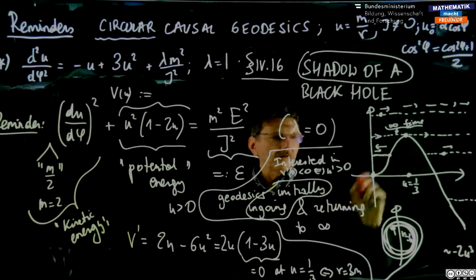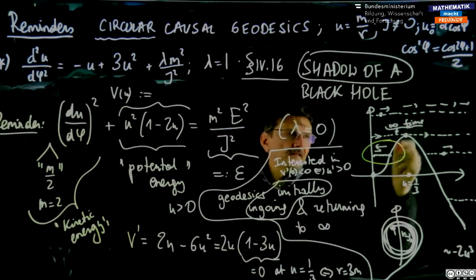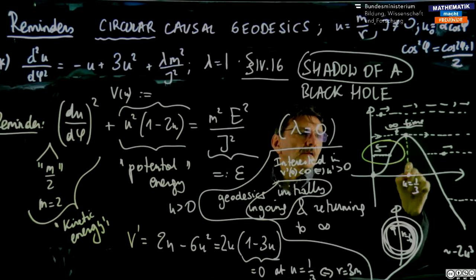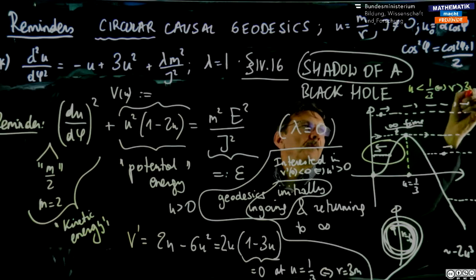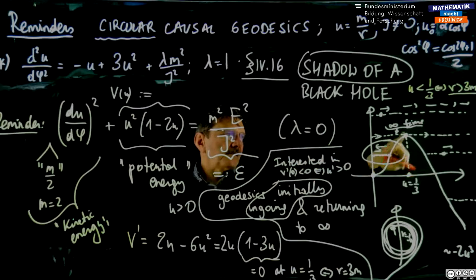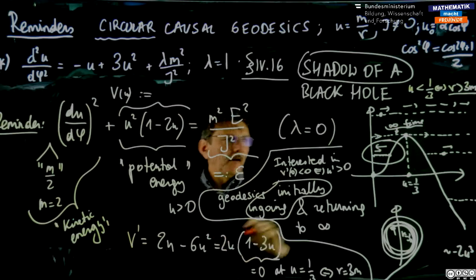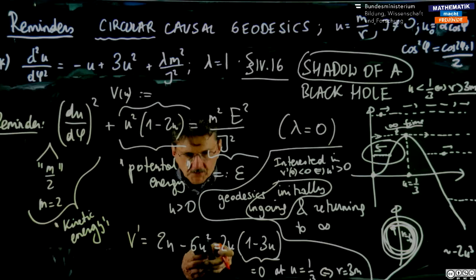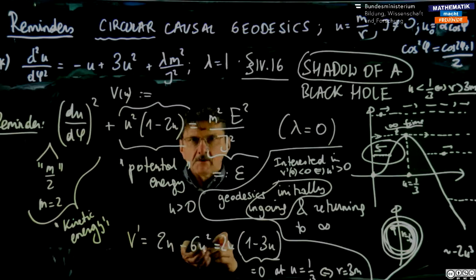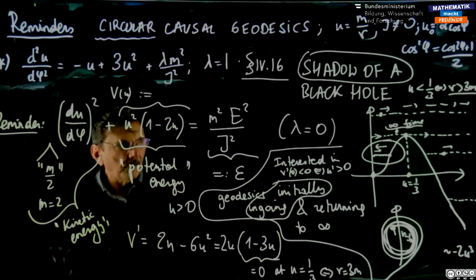So the only geodesics which go from large r towards the horizon and come back are the ones here. But the ones here have all u smaller than 1/3, which is the same as r larger than 3m. So every geodesic that crosses r equal 3m will never come back to you, right? This one crosses 3m, never comes back to you. And this is what I showed you in the video last time. If you allow me, I'm going to show this to you again, if this works.